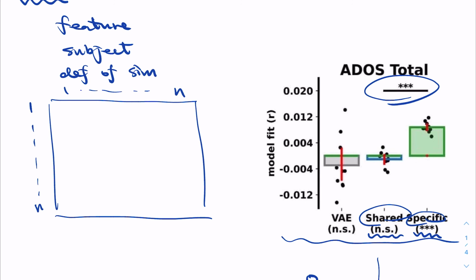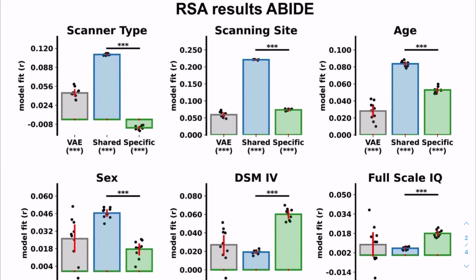Let us try to interpret these results and also try to decide whether we should really give the CVAE model a pat on the back. First, we have here scanner type as the property. Intuitively, scanner type is a property that is common to both TCs and ASD subjects. Therefore, it should be more associated with the shared latent features. And as we can see in the picture, there is really a significance indicated by the 3 stars. And it is indeed more similar to the shared latent features compared to specific latent features.